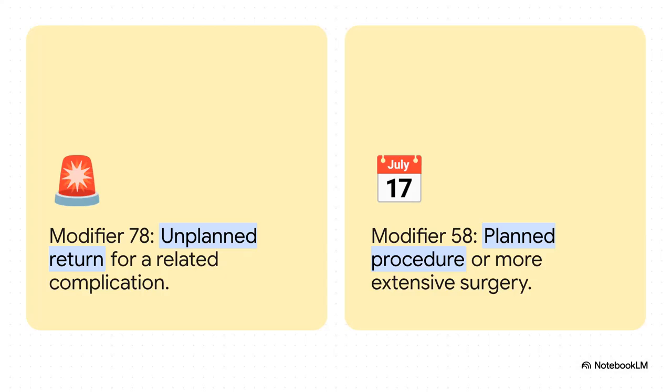Modifier 78 is your go-to for sudden complications, like, say, post-operative bleeding that suddenly requires a washout. But modifier 58 is a totally different ballgame. You use 58 for a prospectively planned, staged, or much more extensive procedure.